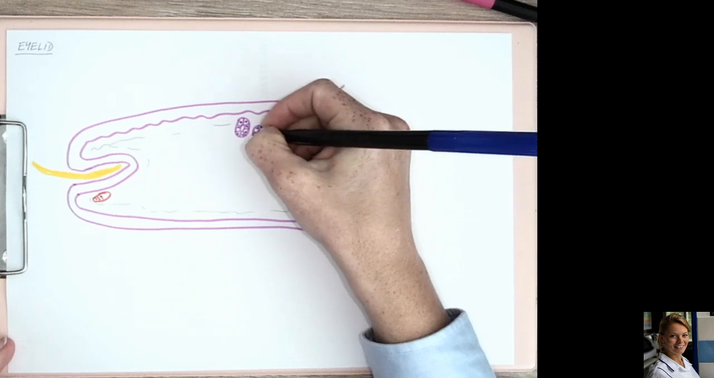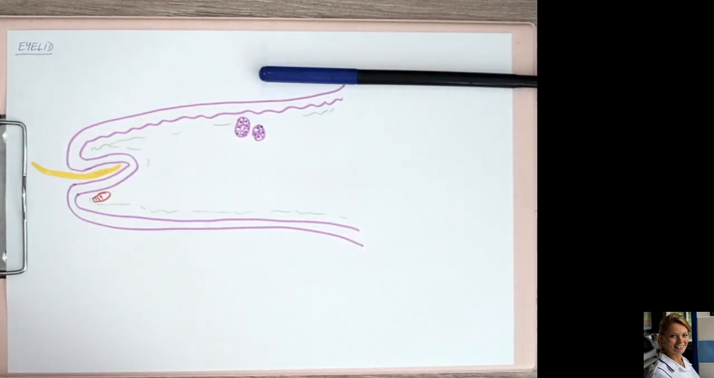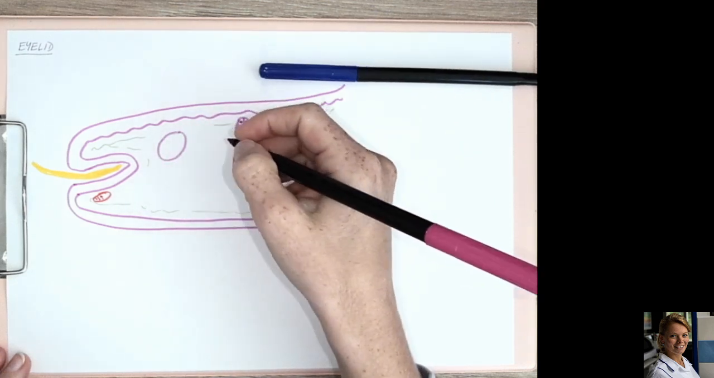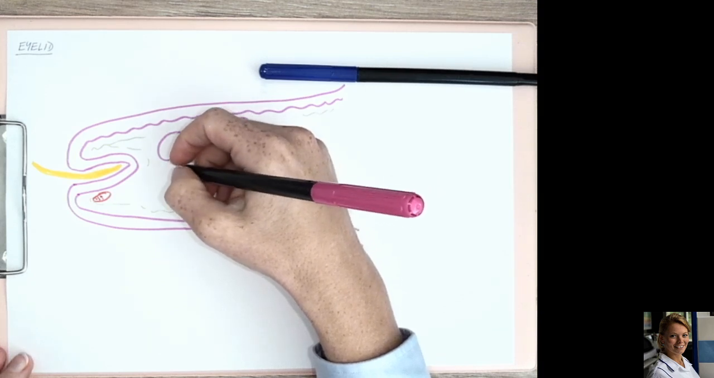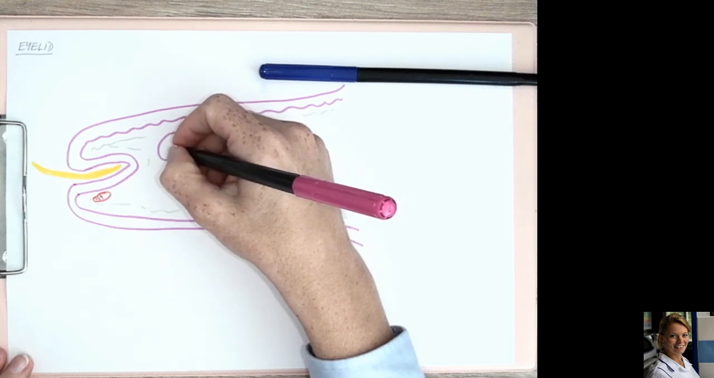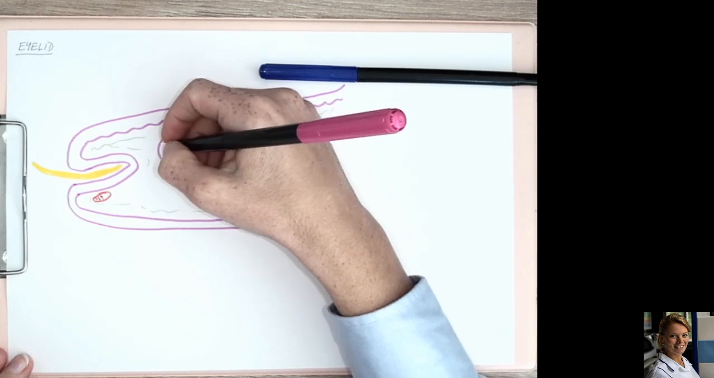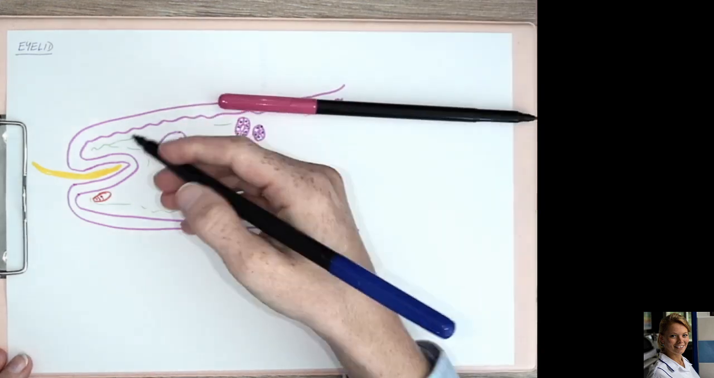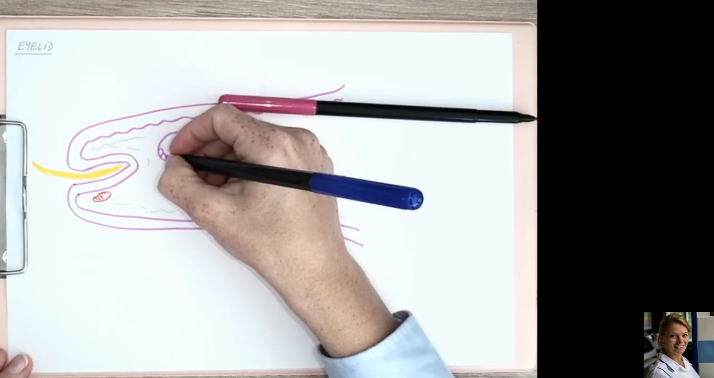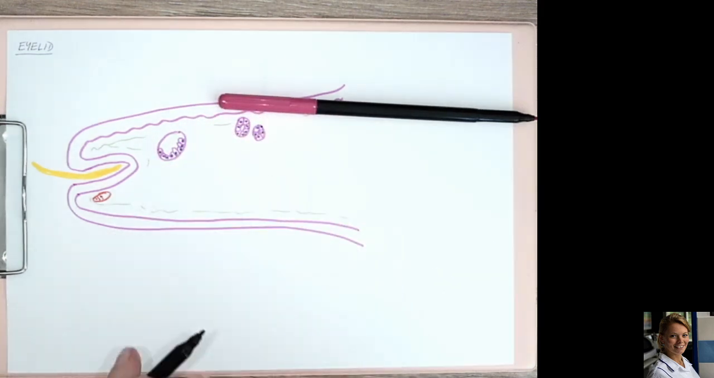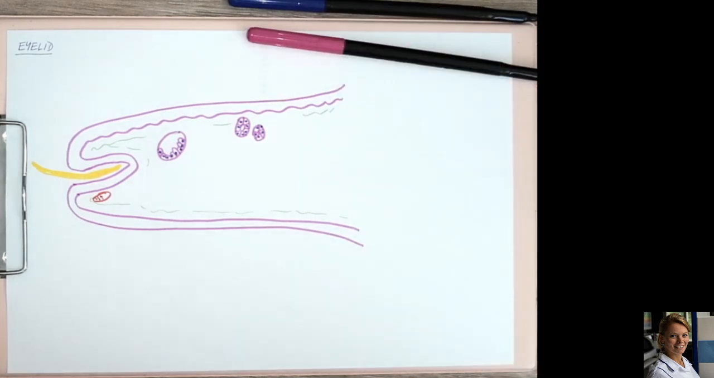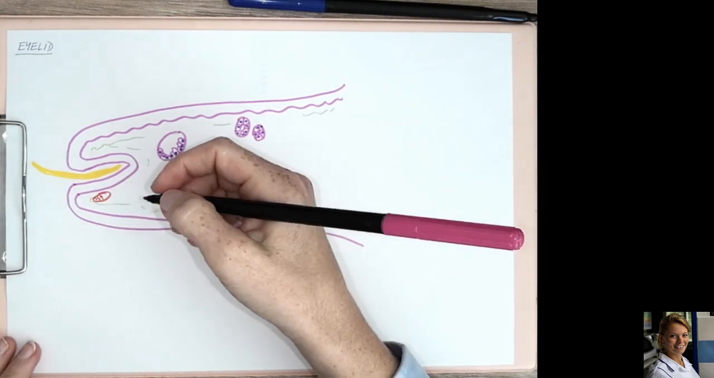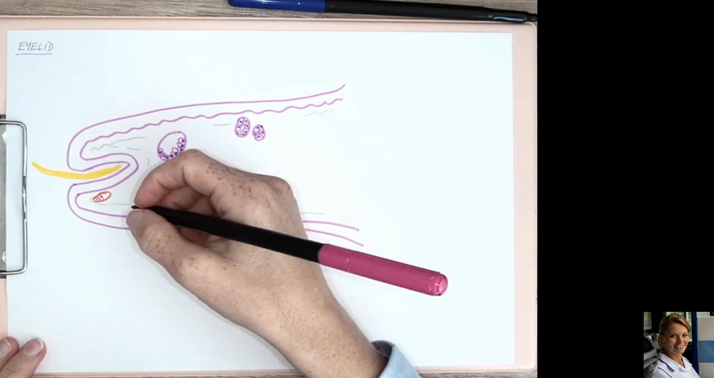Nuclei. There are also modified apocrine glands of Moll. They are lined with a single layer of cuboidal to columnar epithelium according to the secretion cycle. Nuclei. So, apocrine sweat glands of Moll, and the sebaceous gland is associated with the hair follicles in the eyelid. They are called sebaceous glands of Zeis.